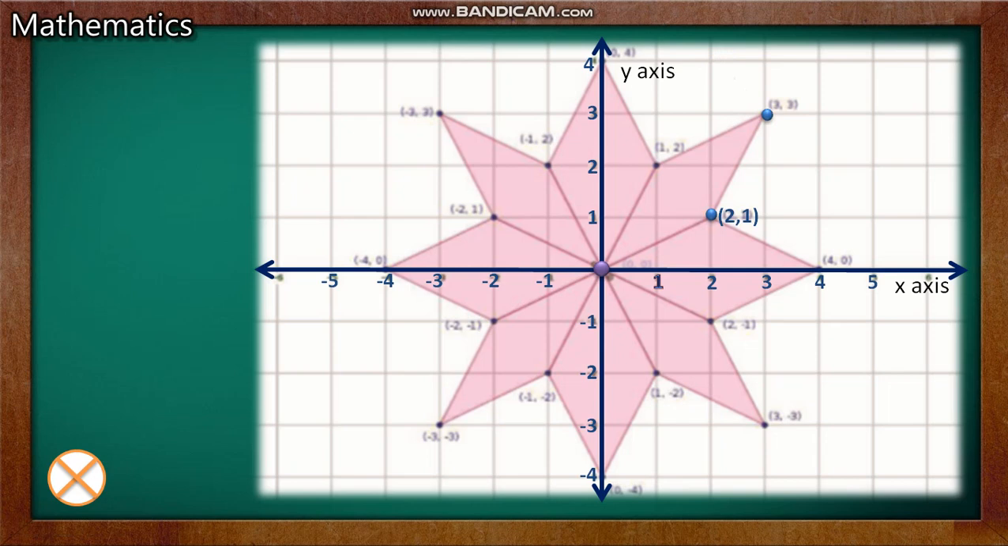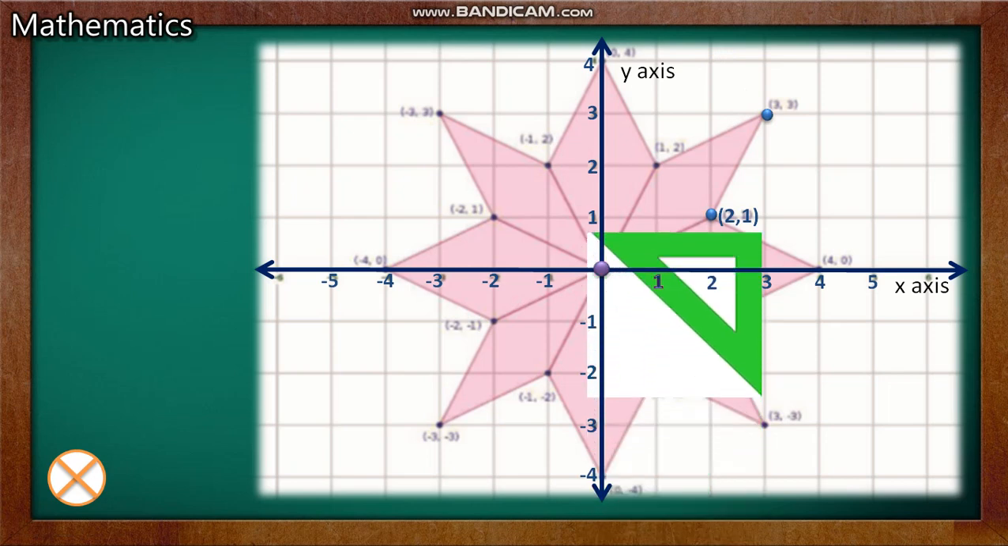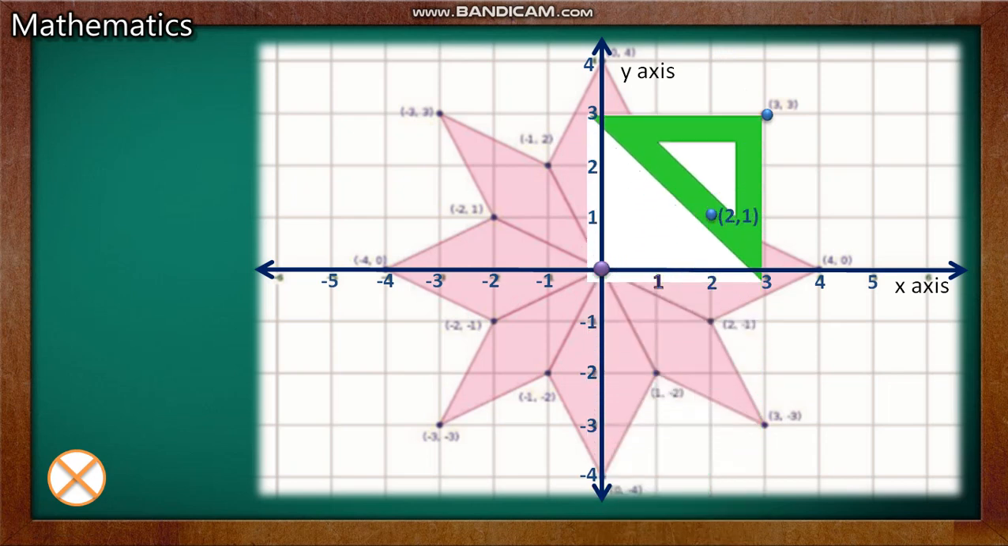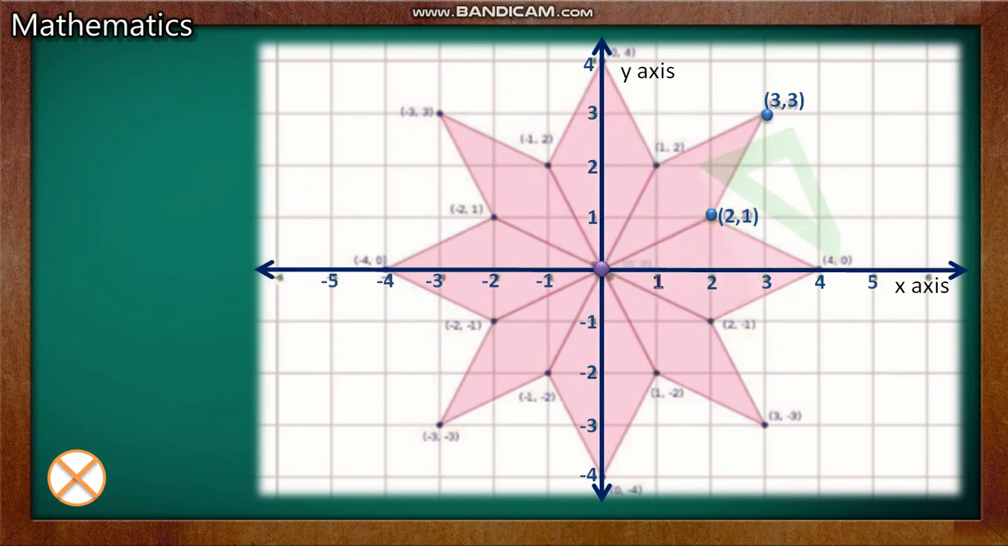I told you to place your set square corner there. I am placing, look carefully. Then I told you to check what number is there in the x-axis, that is here 3. After that you may check what number is there in the y-axis, that also 3. So you may write 3 3, that is the coordinates at that point, 3 3.